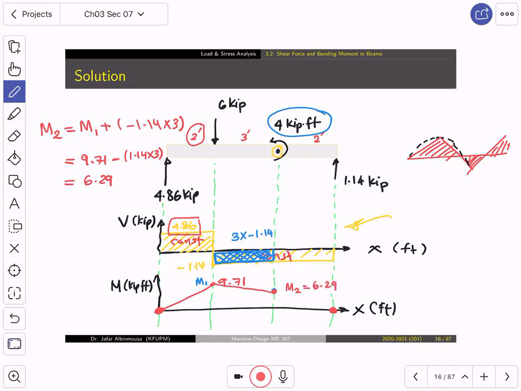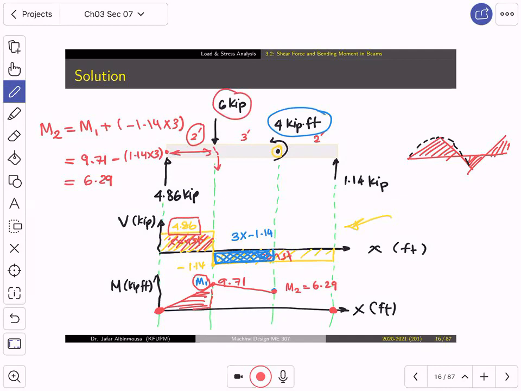Now notice, guys, look at the force that caused the moment. If you look at the beam as if this one is causing a moment with respect to this distance, which is clockwise, right? So here, this magnitude of moment is in fact a clockwise moment.